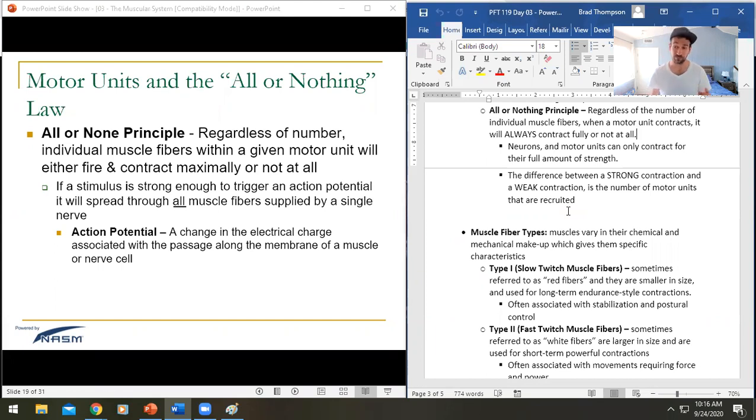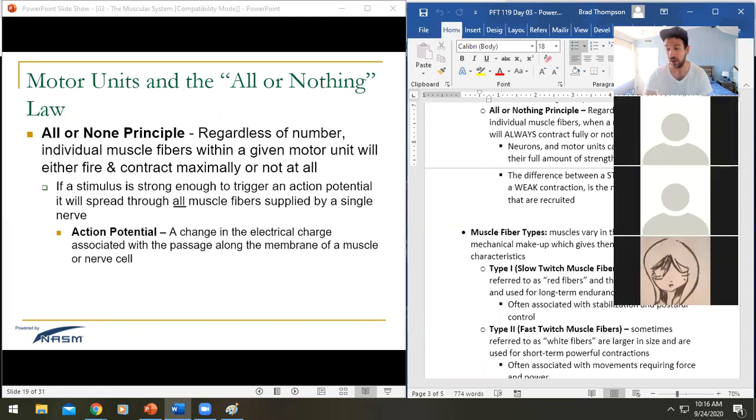Remember, a motor unit is 1 neuron and all of the fibers it innervates. Sometimes it innervates thousands, and sometimes it innervates 10 to 20. So if it's doing 10 to 20, that's a small contraction. All of the fibers are contracting as hard as they can, but it's still a relatively weak contraction because there just aren't that many fibers being recruited. But if it is a really strong contraction, you're recruiting as many of them as you can.